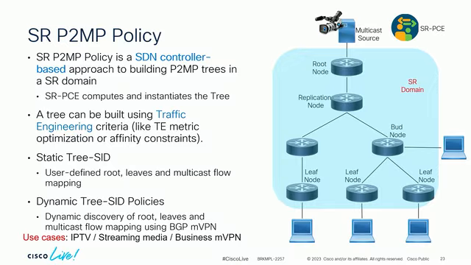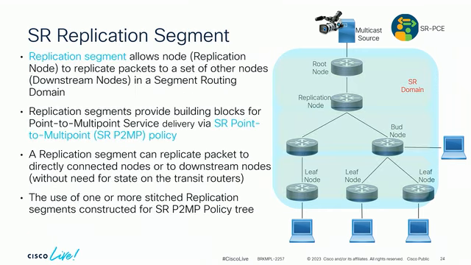In such cases, we'll be using the dynamic tree-based point-to-multipoint policy. The point-to-multipoint policy comprises of multiple replication segments. So within the replication segment, if you look into those segments, it basically receives the traffic, replicates it, and forwards it to different downstream nodes. How do we do this?